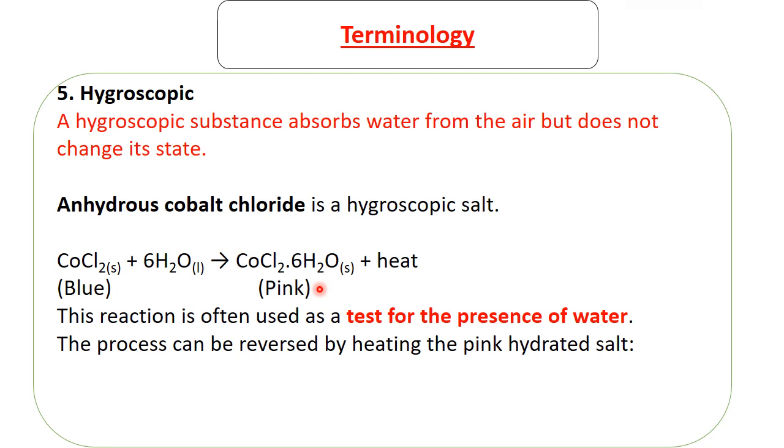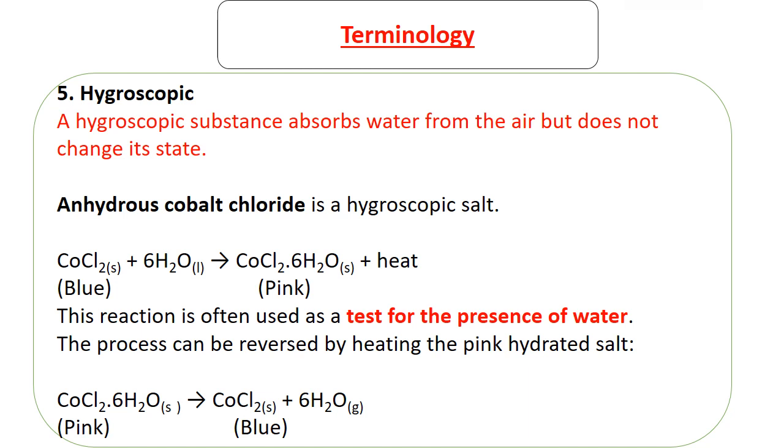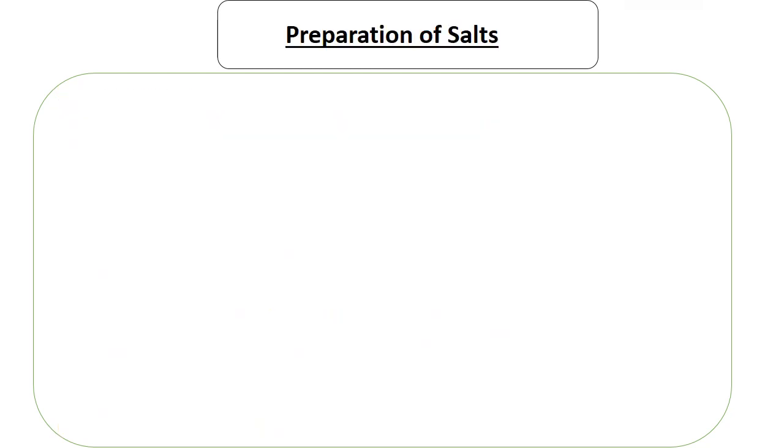This process can also be reversed by heating the pink hydrated salt. If you heat this pink hydrated salt, it's going to give you these two. This is similar to what happens when you have a hydrated salt, it becomes anhydrous, and anhydrous becomes hydrated. So this shouldn't be something new. This is the reverse process: hydrated copper chloride becomes copper chloride with water, and pink of course becomes blue.